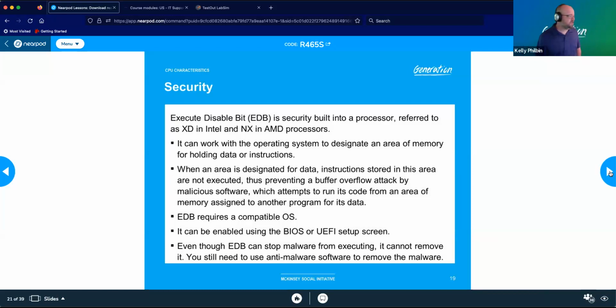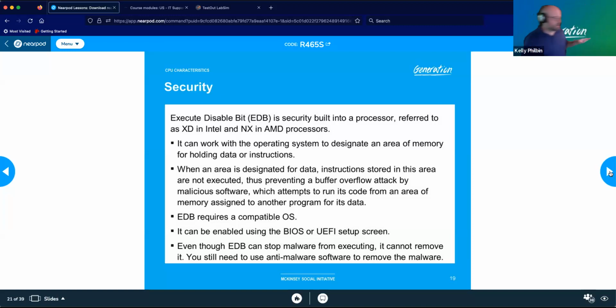So you have the execute disable bit, or EDB. It's built into processors, and Intel and AMD have their own names for this: XD or NX. You'll see this as a requirement in a lot of operating systems. Windows 8, 8.1, and 10 required that your chips had either XD or NX capabilities to add increased security. It can work with the operating system to designate an area of memory for holding data and instructions. So it makes it a little easier.